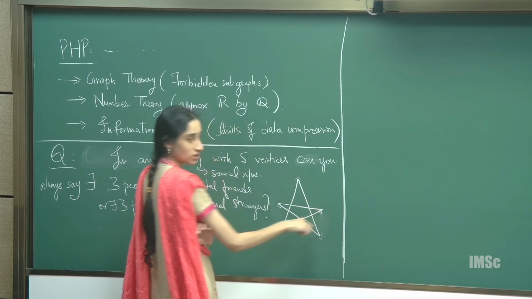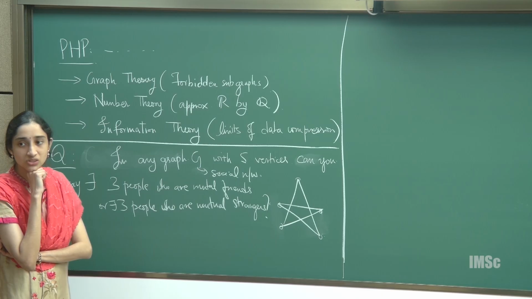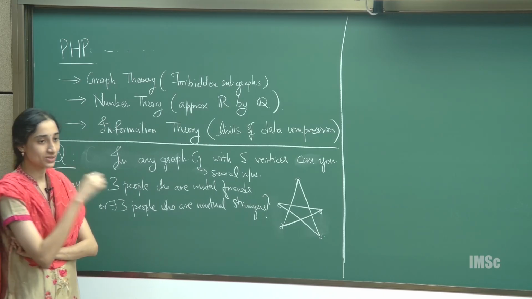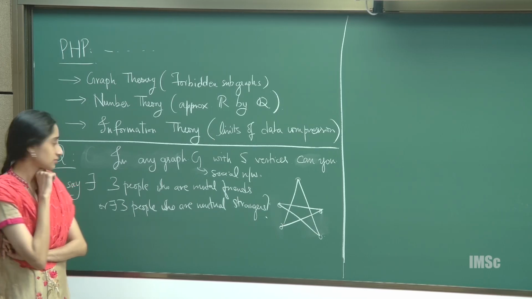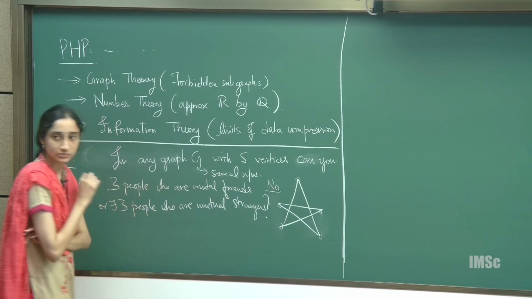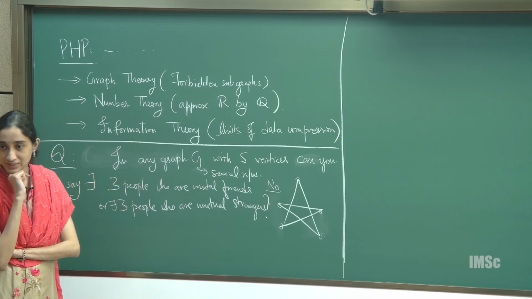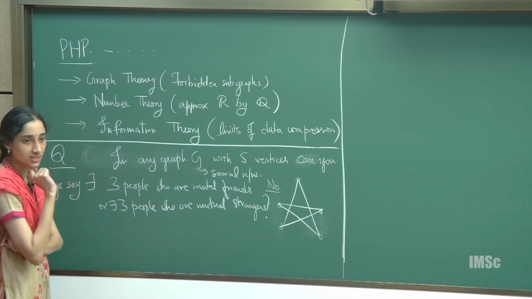Yeah, C5, either I put the outer or the inner. Okay, so in this, there are no three mutual friends or no three mutual strangers or enemies. Is that okay? So can we always say? We cannot always. Here is a graph where this is not true. So what about a graph with 6 vertices?